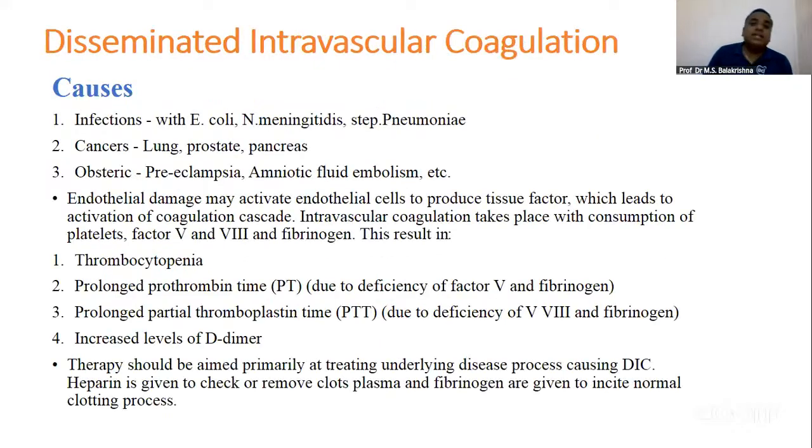DIC is called disseminated intravascular coagulation. It can occur because of multiple reasons. So infection, cancer, obstetric problem. So as a result of DIC, there is thrombocytopenia, prolonged prothrombin time, prolonged partial thromboplastin time, and increased level of D dimer. So this is a very huge condition, very serious condition, and it can lead to death also very fast. Okay.